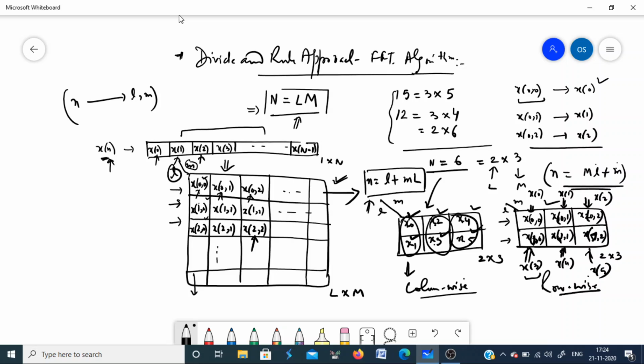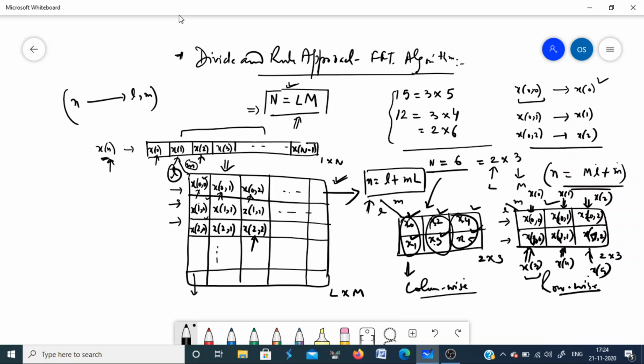So this is the first step: you have to divide n into two factors l and m, and store this one-dimensional data into a two-dimensional matrix of L cross M, and you have the option of storing the data in column wise format or in row wise format.